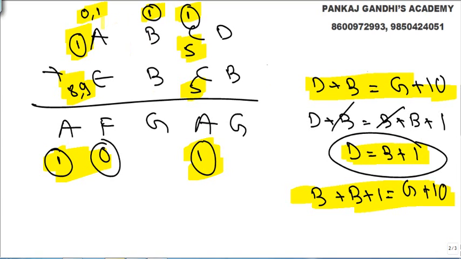And there is a carry forward here. So there is compulsorily a carry forward here. If there is compulsorily g plus 10, it means carry forward 1. So E value is compulsorily 8.